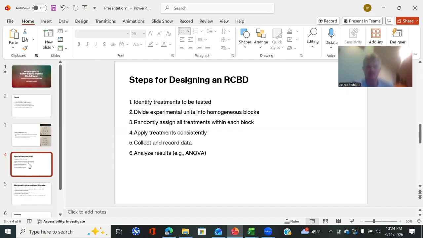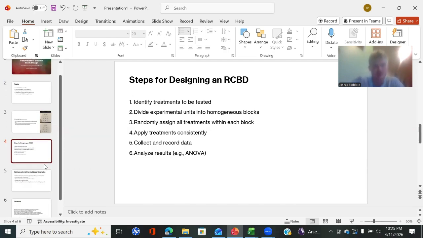Steps for designing an RCBD. Identify treatments to be tested, divide experimental units into homogeneous blocks, randomly assign all treatments within each block, apply treatments consistently, collect and record data, of course, and then analyze those results through the ANOVA system.